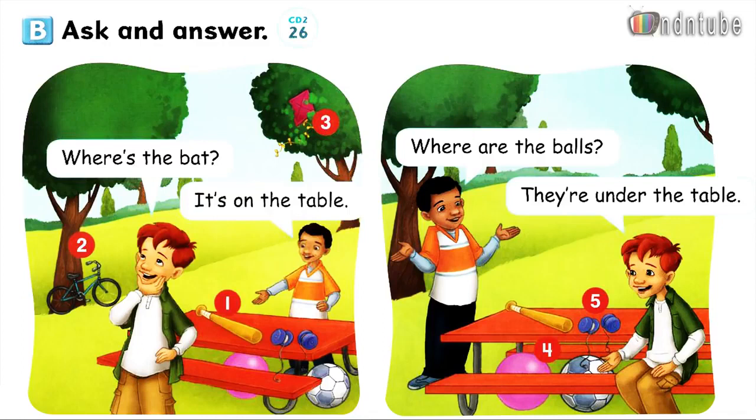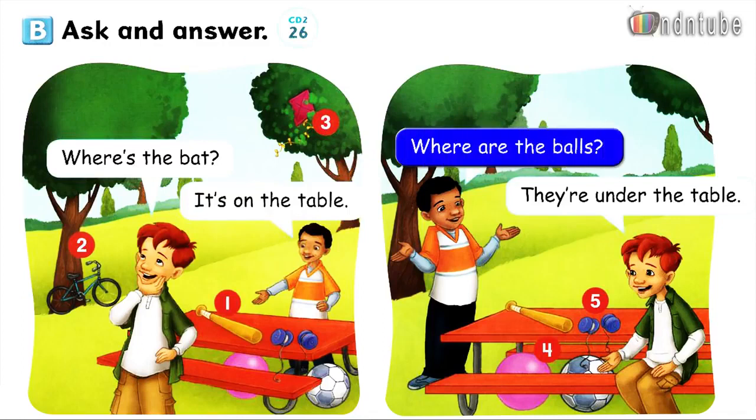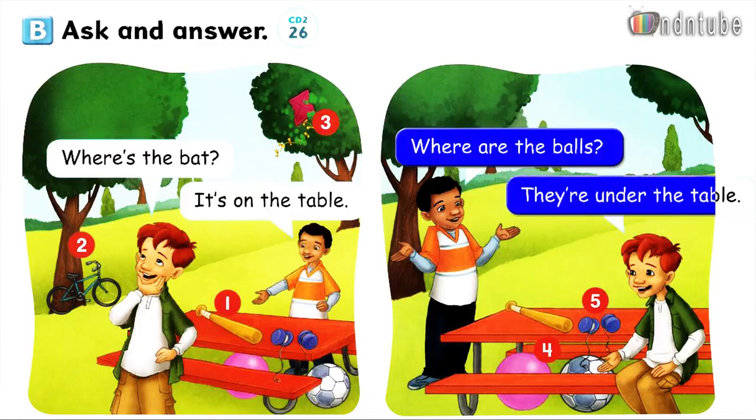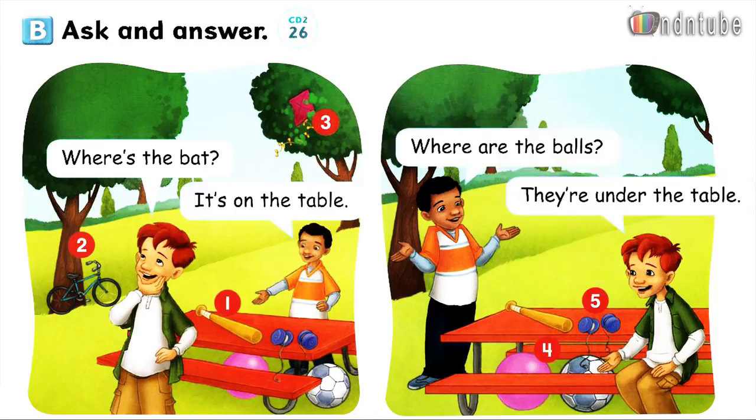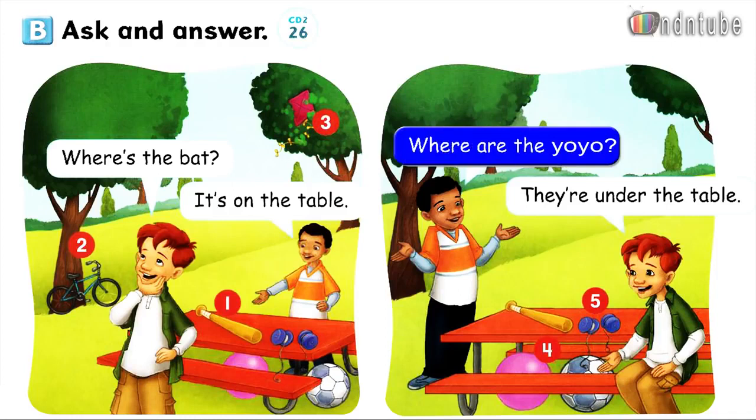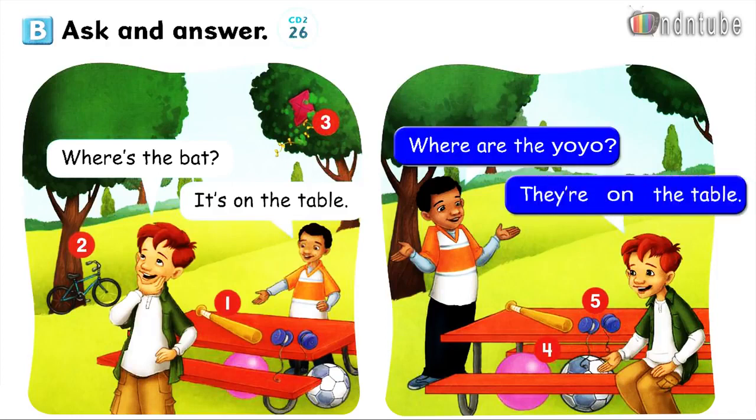Number 4. Where are the balls? They're under the table. Number 5. Where are the yo-yos? They're on the table.